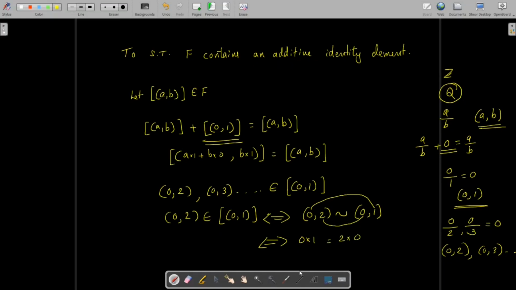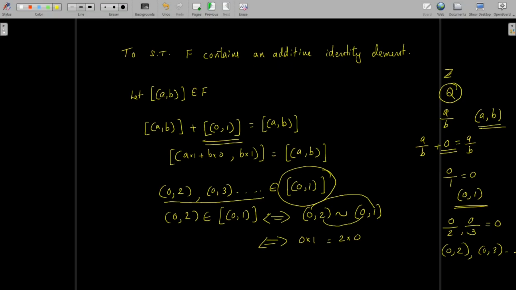That is 0 equals 0. So we see that all these elements (0,2), (0,3), etc. belong to the equivalence class of (0,1). So you can say that the additive identity element in F is either the equivalence class of (0,1) or the equivalence class of (0,2), etc., because all these equivalence classes are considered as equal elements in F. So for convenience, we consider the additive identity element in F as the equivalence class of (0,1).